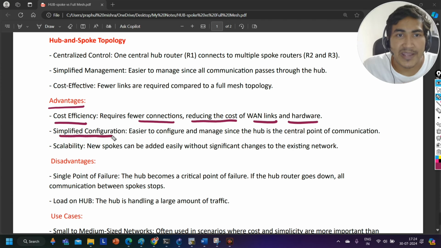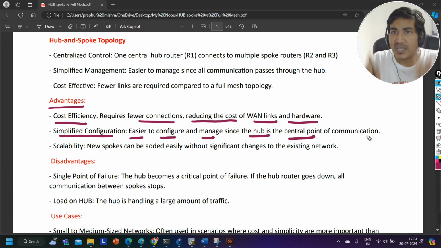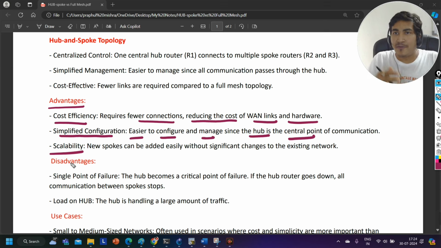Then guys, simplified configuration. Easier to configure and manage since the hub is the central point of communication, right? As the hub router is the central point for all branch offices, for the entire network, it is going to be very easy to configure. And then scalability. Why scalability? See, in the hub and spoke, how easy it is to add a new branch, right? If I want to add a new branch in my existing network, I can add it easily. So I can scale the network according to future growth. So for scalability also, hub and spoke is the best topology, right?